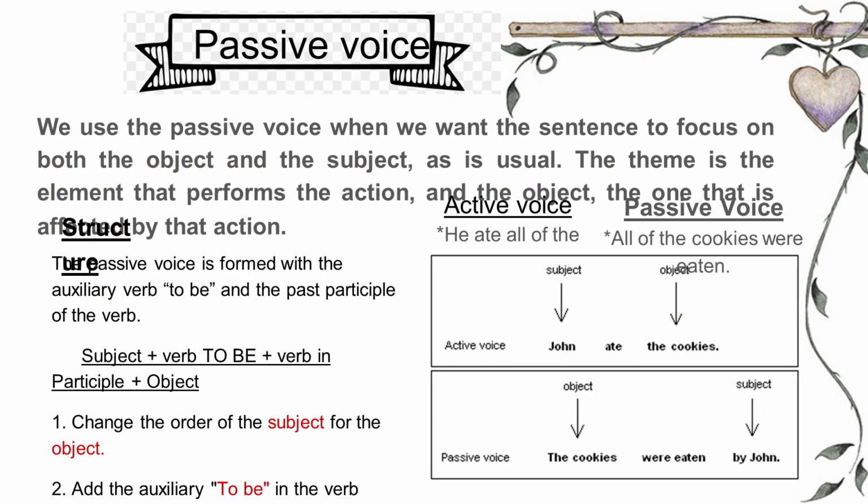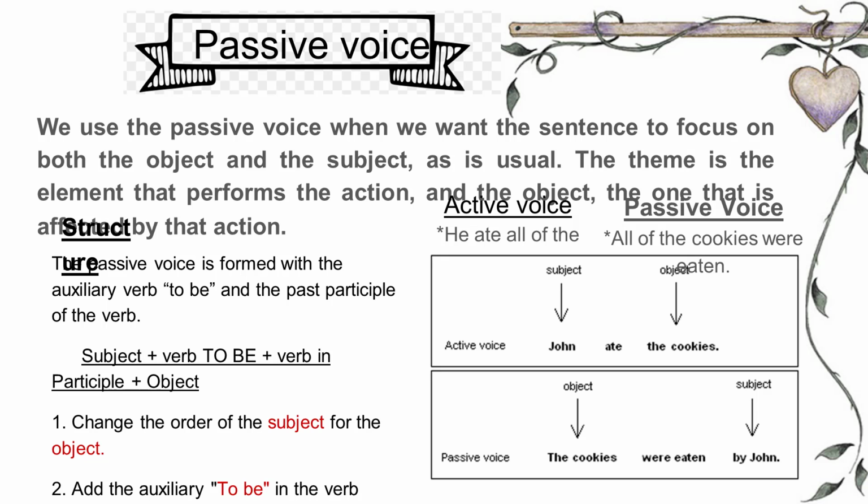We use the passive voice when we want the sentence to focus on both the object and the subject, as usual. The subject is the element that performs the action, and the object the one affected by the action. The passive voice is formed with the auxiliary verb to be and the past participle of the verb. The structure is subject plus verb to be plus verb in participle plus object.